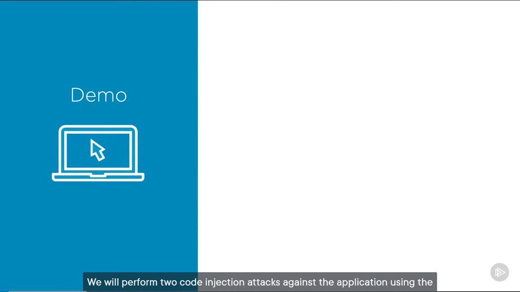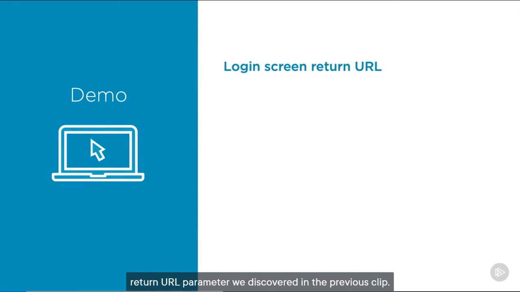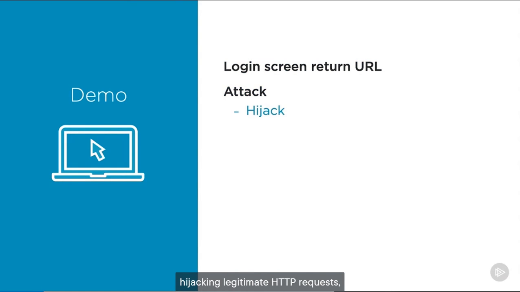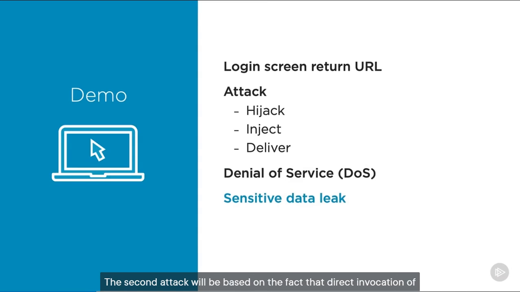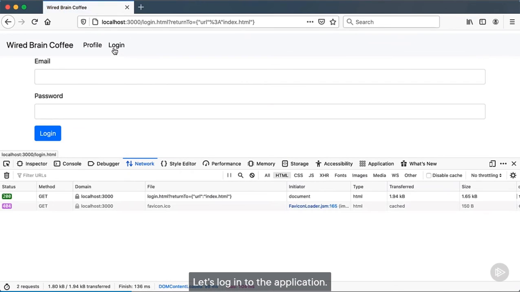We will perform 2 code injection attacks against the application using the return URL parameter we discovered in the previous clip. We will use the familiar attack technique based on hijacking legitimate HTTP requests, modifying them to inject malicious payloads, and delivering those payloads to the application. Our first attack will crash the server application, causing a denial of service attack. The second attack will be based on the fact that direct invocation of eval has access to the current scope and allows the application objects and data to be easily manipulated. Let's log into the application.